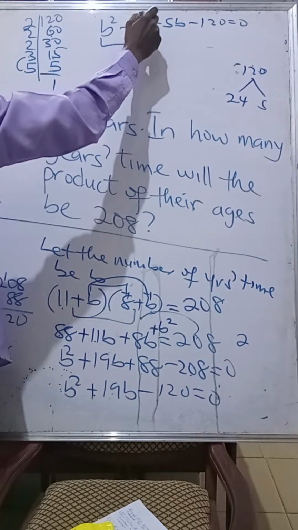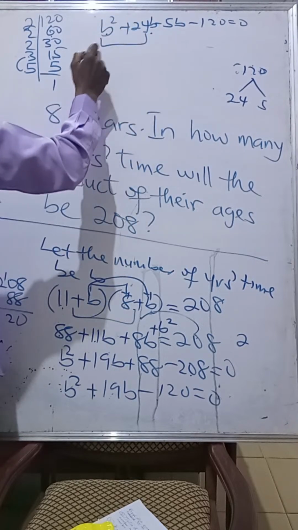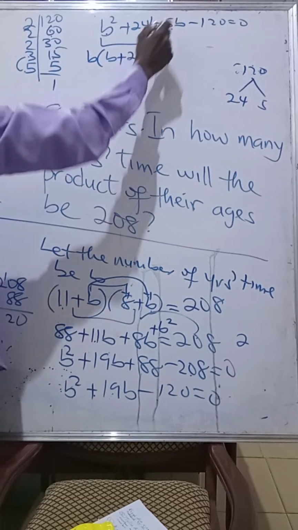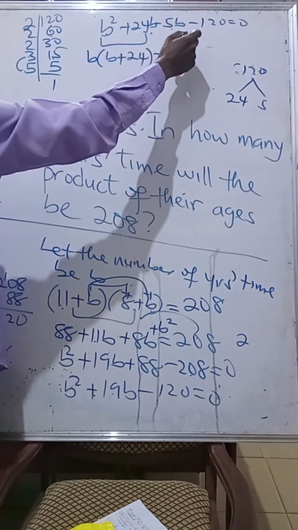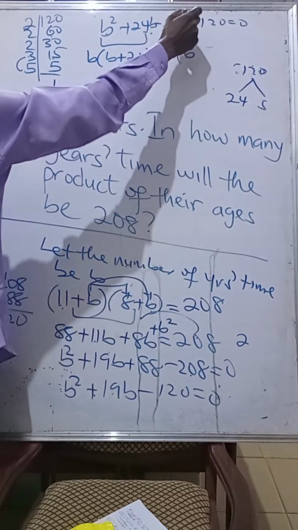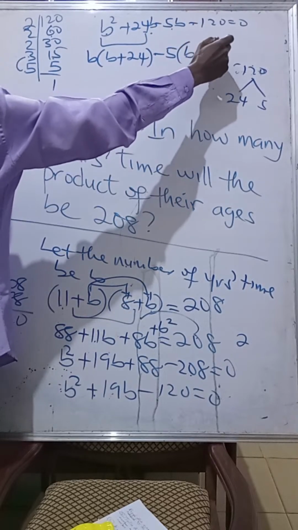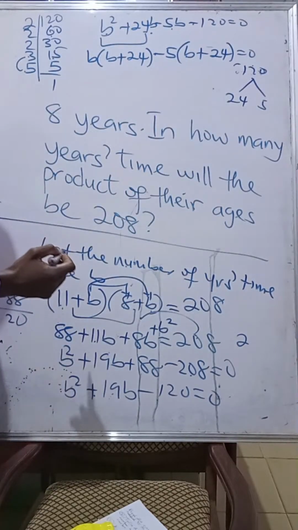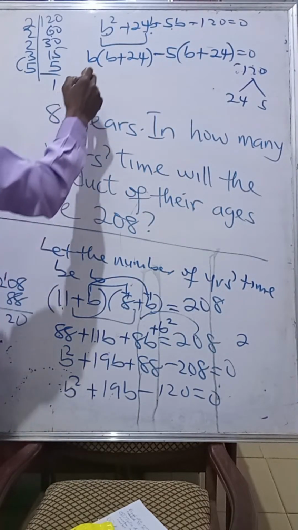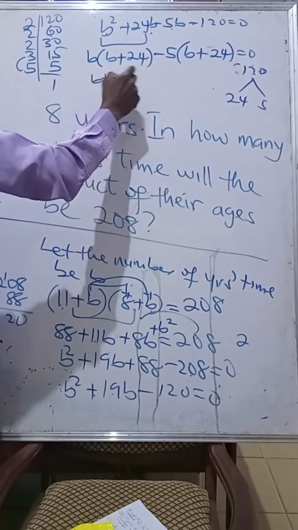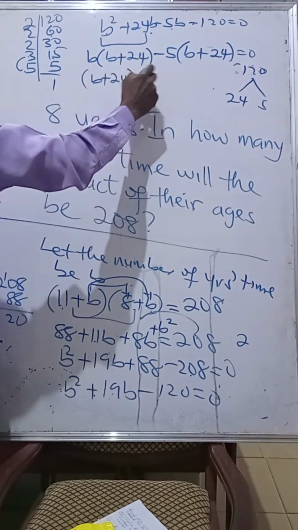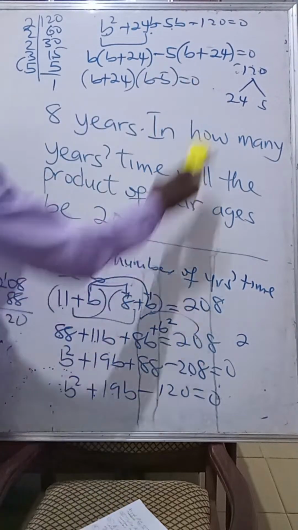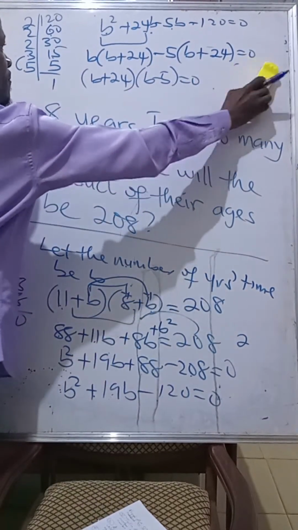So here, pair this one together. This is 24b, b is there, take it outside. So we have b plus 24. Here also, minus 5 is common. Take it out, so we have b, minus times minus, that's a plus 24, also equal to 0. So we now have b plus 24 times b minus 5 equal to 0.